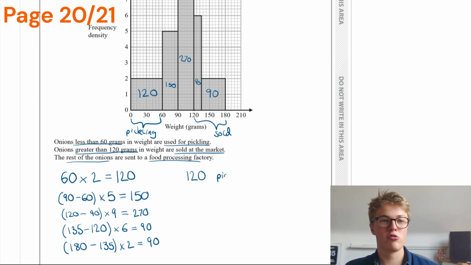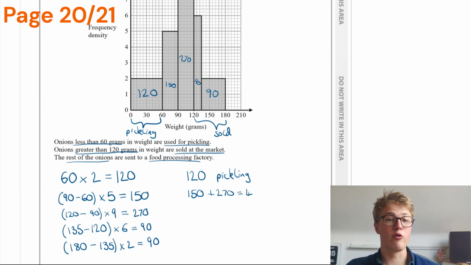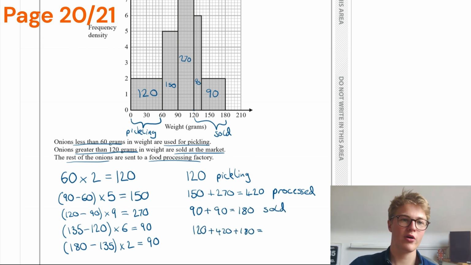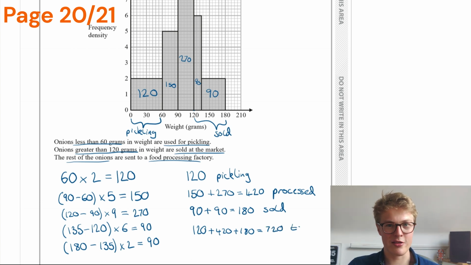Then we can see that 120 are used for pickling because these are the ones that are less than 60 grams. In total, 420 are going to be processed because that lies between 60 and 120. Then finally, we can figure out that 180 are sold and that we have 720 onions in total.